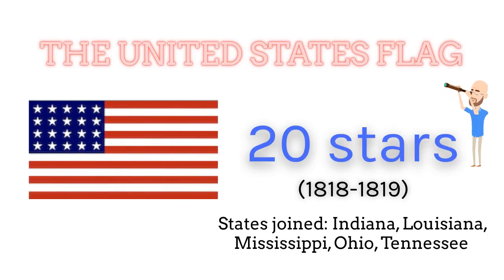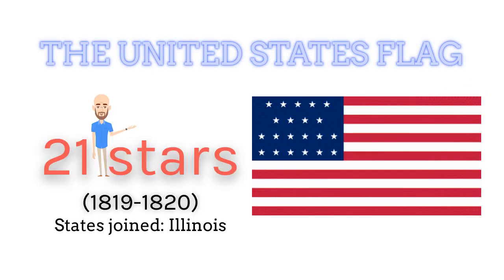From 1795 to 1818, the United States would add 5 states. So in 1818, they adopted a new flag with 20 stars to include Indiana, Louisiana, Mississippi, Ohio, and Tennessee, the first flag to fly for only 1 year. Later on in the year of 1818, Illinois would join the Union. So the following year, the United States added 1 more star, bringing it up to 21 on their flag.